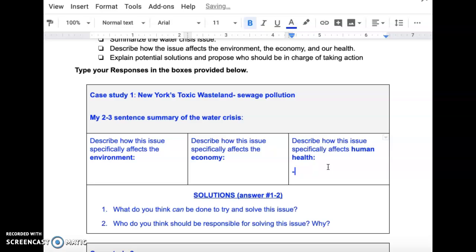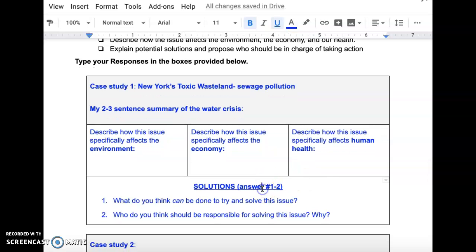Do they have specific statistics on diseases that have been rising? Do they have numbers? Do they have specific pieces of information that can help me create a better picture of how sewage pollution is affecting human health in New York?